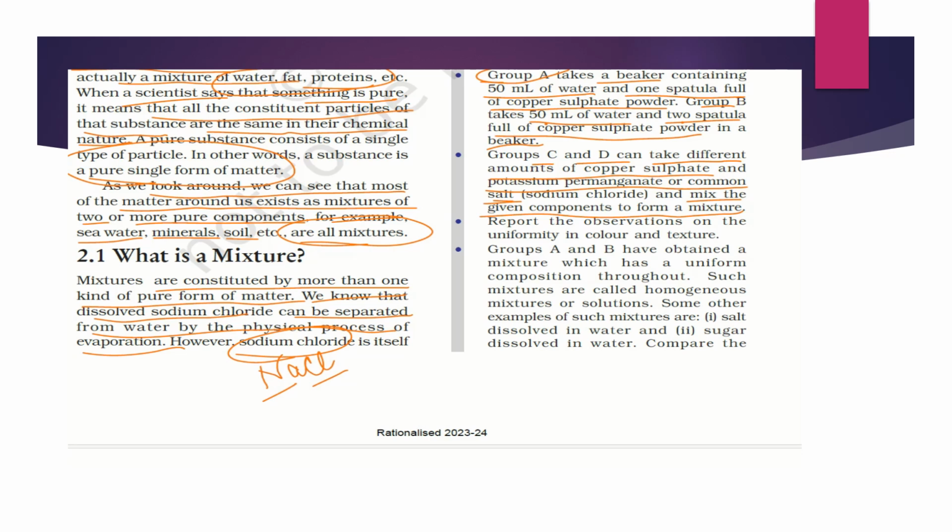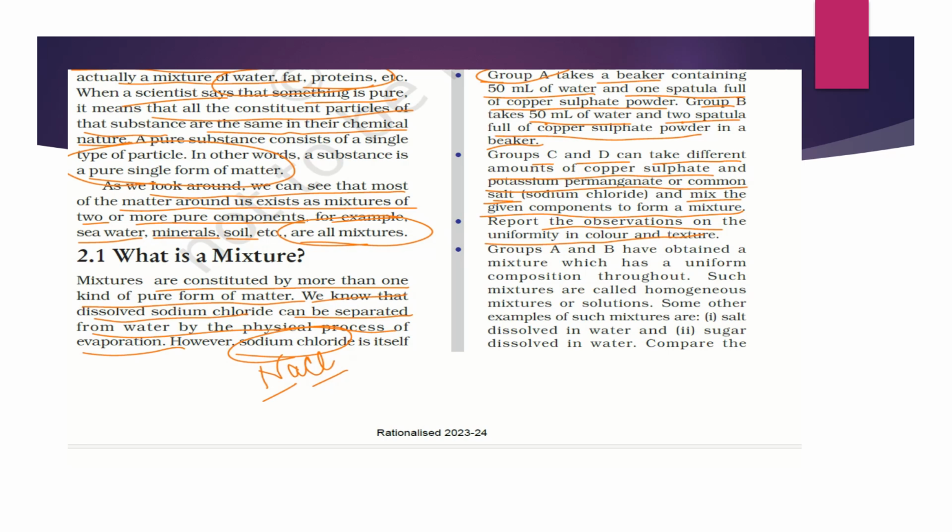Now report the observations on the uniformity in color and texture. If you have copper sulfate or potassium permanganate in your school lab, please ask your teacher so that you can perform this experiment with your own hands, so that it will be easier for you to find out different types of mixtures.